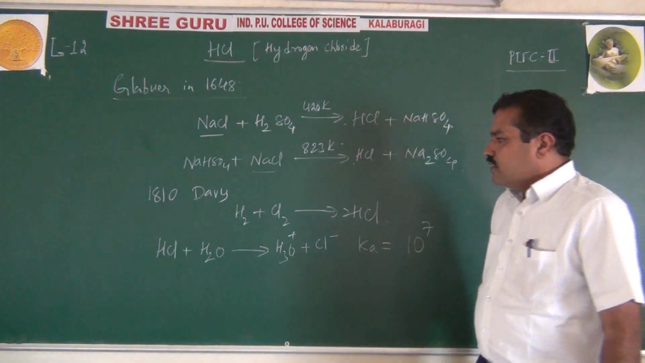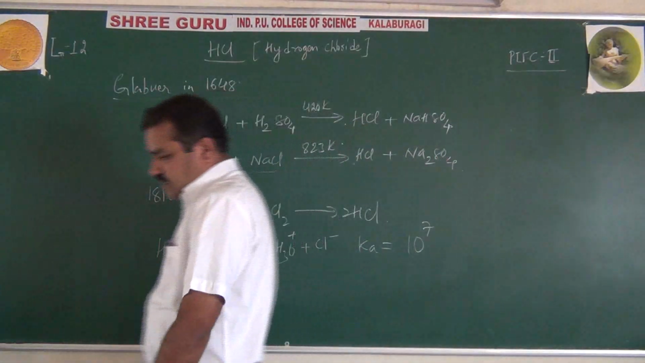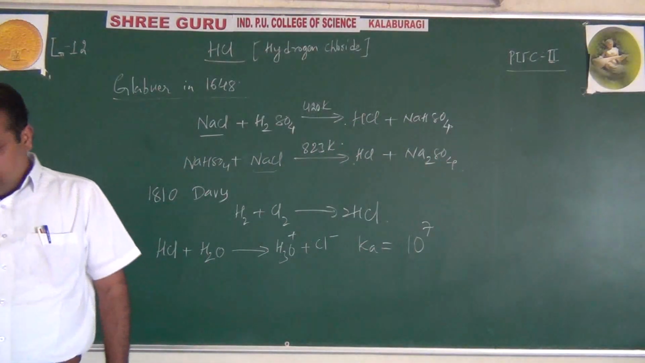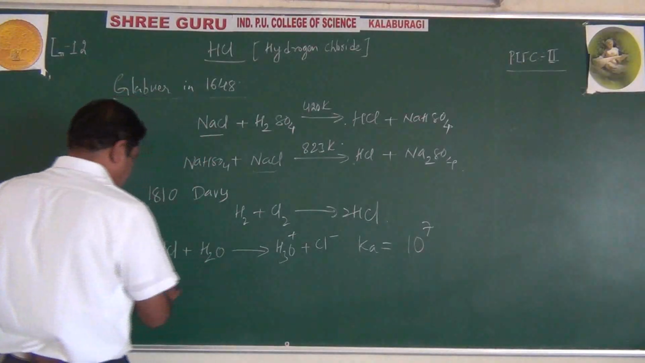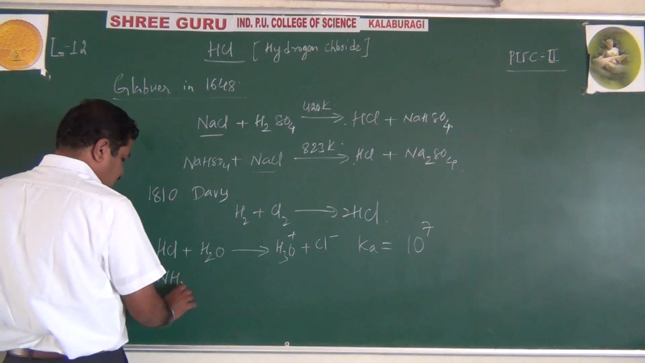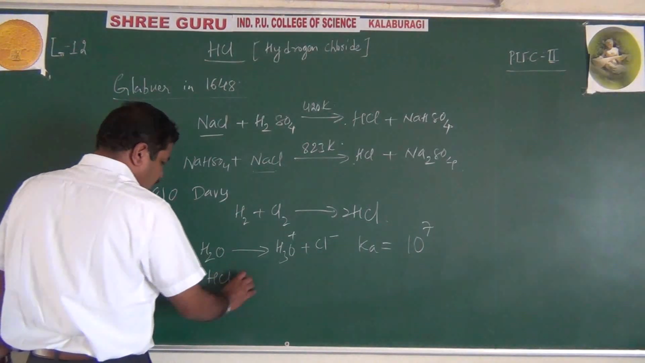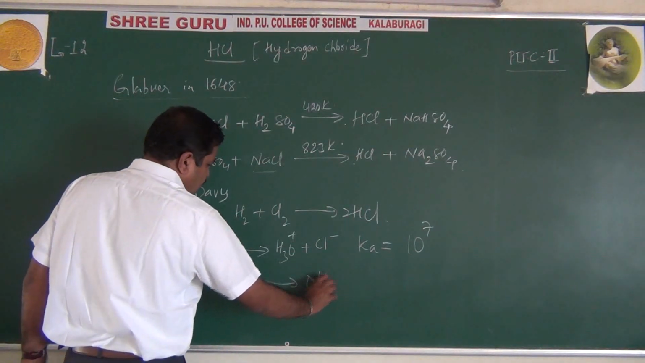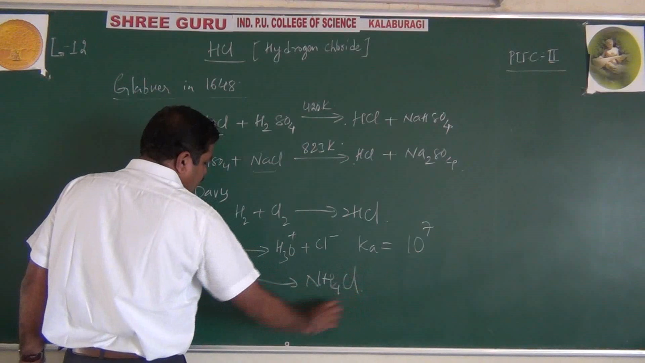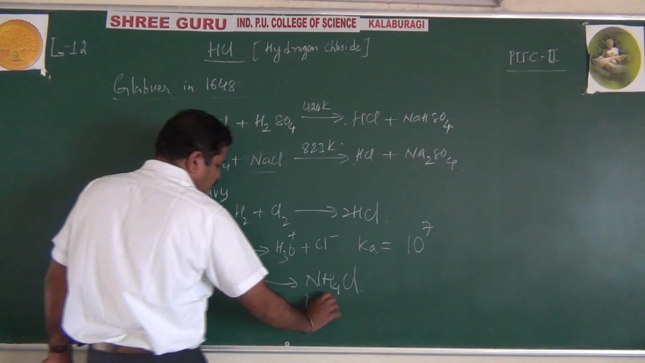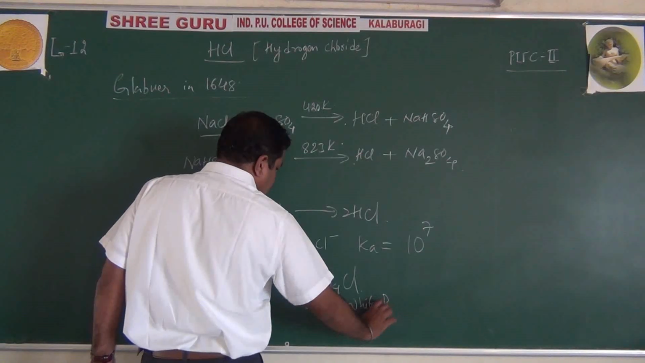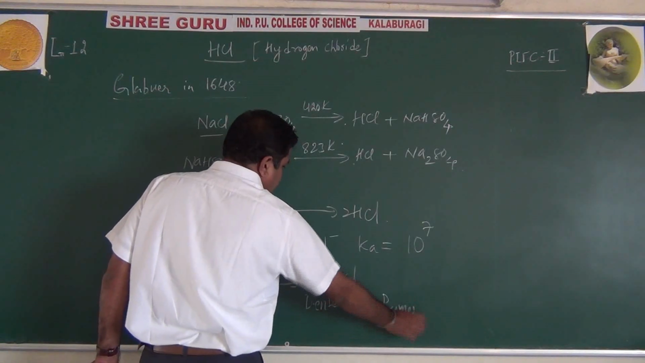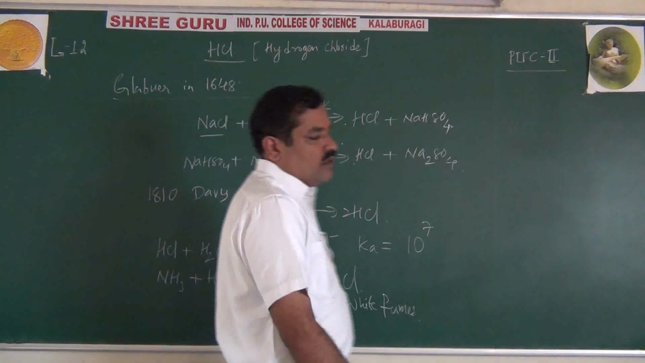Now apart from this, HCl generally reacts with ammonia. It reacts with the ammonia base and forms dense white fumes of ammonium chloride.